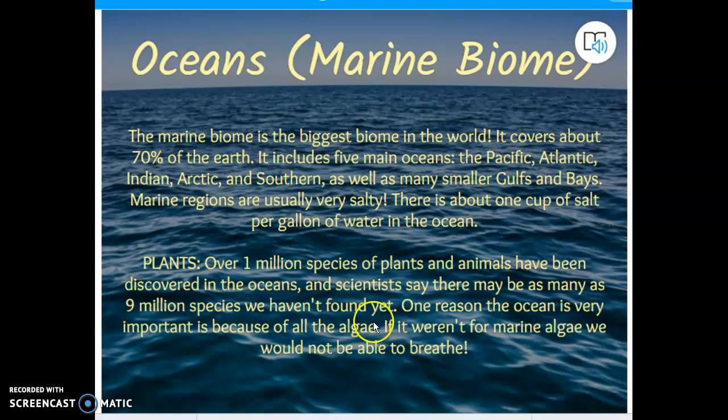We talked about the algae that lives in the ocean. And that marine algae, as it's going through the process of photosynthesis, is releasing oxygen into the atmosphere. And it's roughly half of the oxygen on Earth. And that's pretty important.